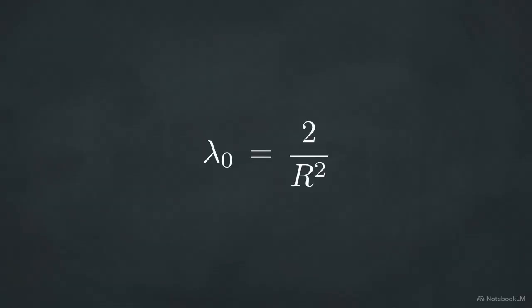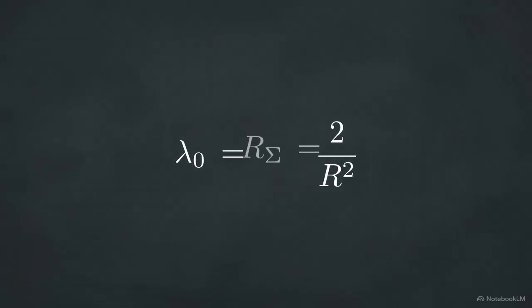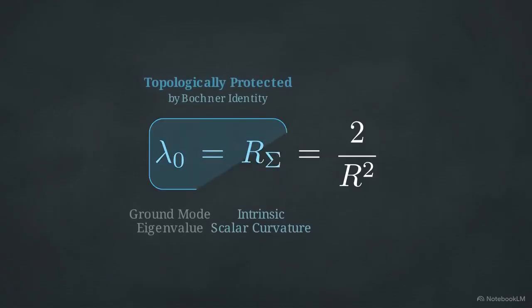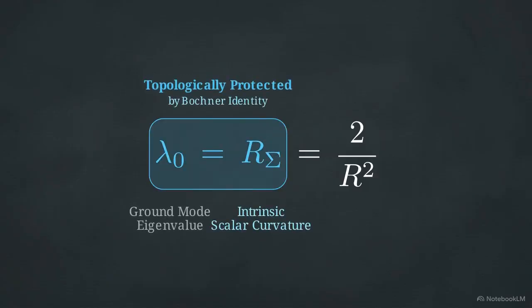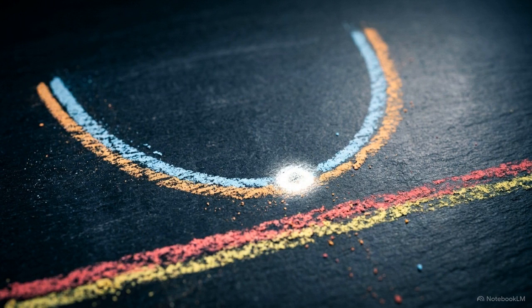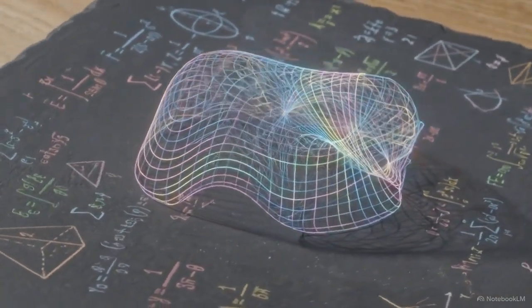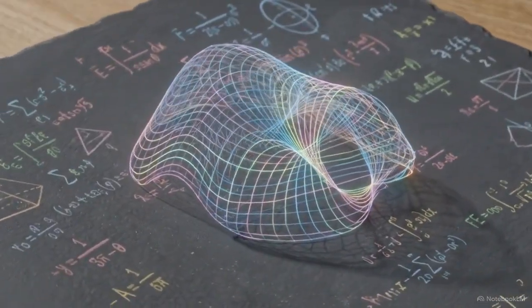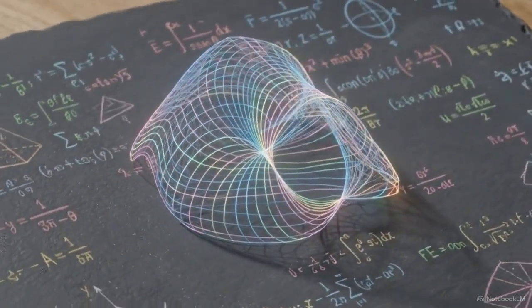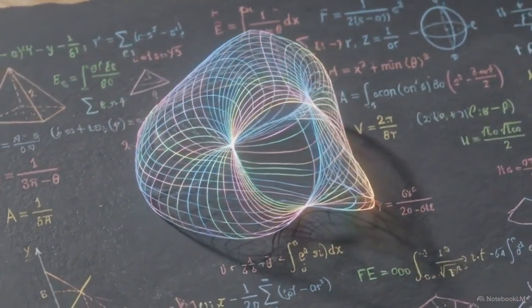As this derivation highlights, that eigenvalue is perfectly equal to the intrinsic scalar curvature of the two-dimensional surface itself. The Bochner identity locks this eigenvalue as a strict lower bound, making this equality unique and topologically protected. Therefore, the observed energy of the cosmic background is exactly identical to the intrinsic curvature of the topological boundary.